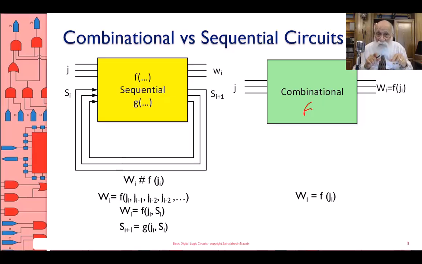What I'm saying here is that the combinational circuit doesn't keep a history of what has happened to it. It has no memory to keep a history, and therefore it cannot make decisions based on past events. Nevertheless, it's a good circuit, this combinational circuit.